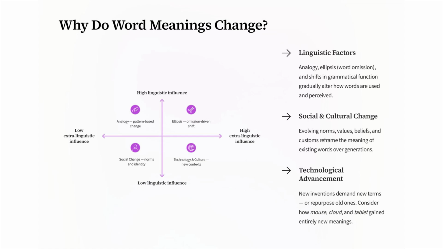Word meanings do not remain the same forever. They change over time, and this happens for several reasons. First, there are linguistic factors. These include analogy, ellipsis, and shifts in grammatical use. Analogy means that one word or pattern influences another. Ellipsis refers to change caused by omission, when part of an expression disappears and the remaining word takes on a new meaning.